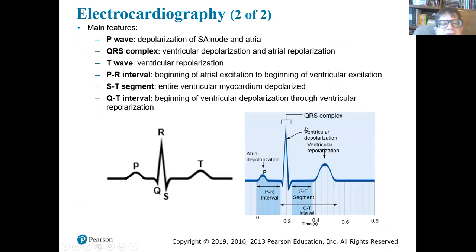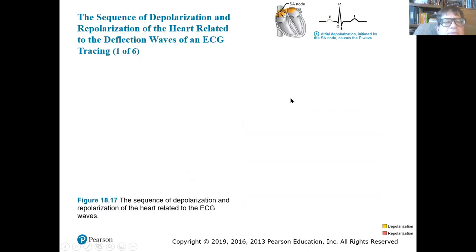So the S to T segment, this is when the ventricle is depolarized, entirely depolarized. And Q to T right there, that's the time from depolarization to repolarization. So T is the repolarization wave. Anyway. Oh, which it already said there. Yeah, you can see it. Okay, so let's go through these step by step.